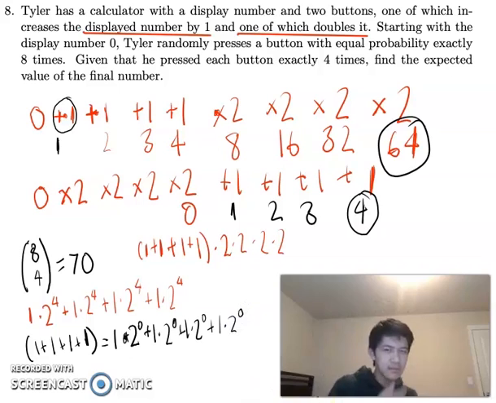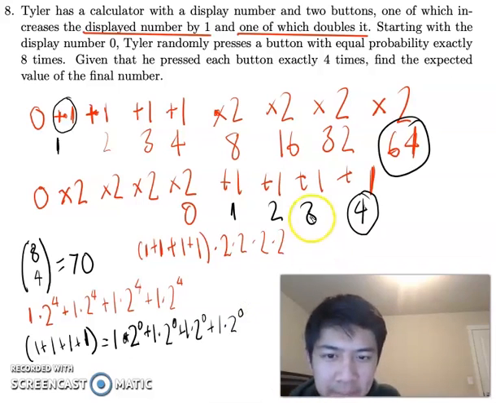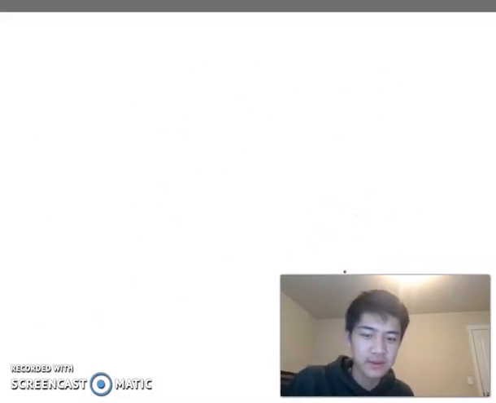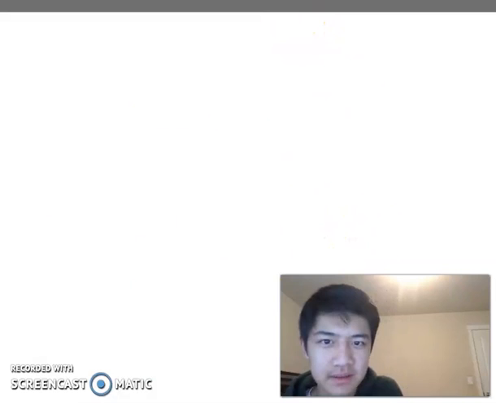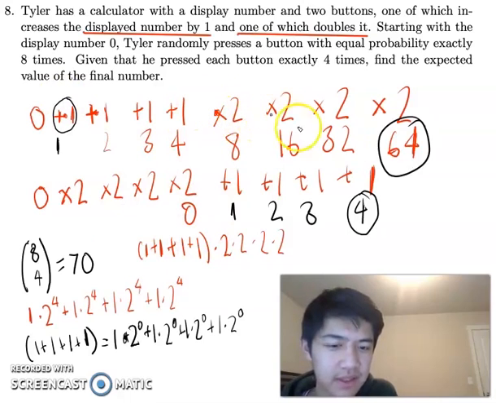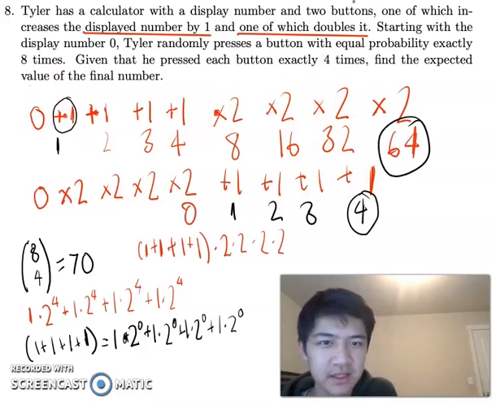Well, why are we writing these powers of 2 here? Because if we really think about what is going on here, this plus 1 right here has 4 times 2's after it. So what happens to the plus 1 after 4 times 2's? It's going to turn into a plus 16. So in reality, we have just 4 plus 16's.